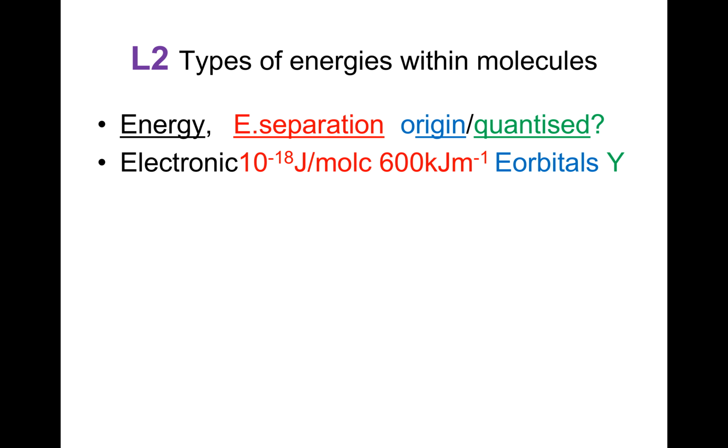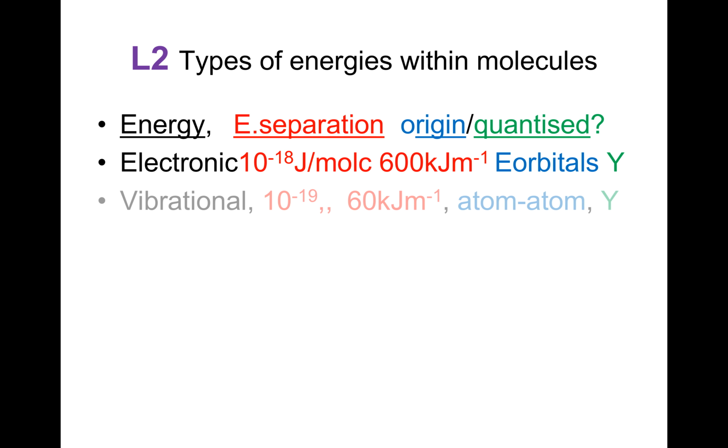Let's start with electronic. The energy separation is of the order of 10 to the minus 18 joules per molecule, or 600 kilojoules per mole. And this comes from orbitals, and yes, it is quantized.